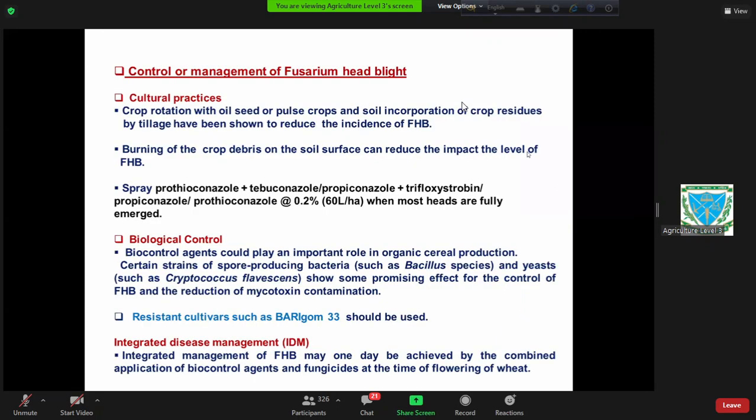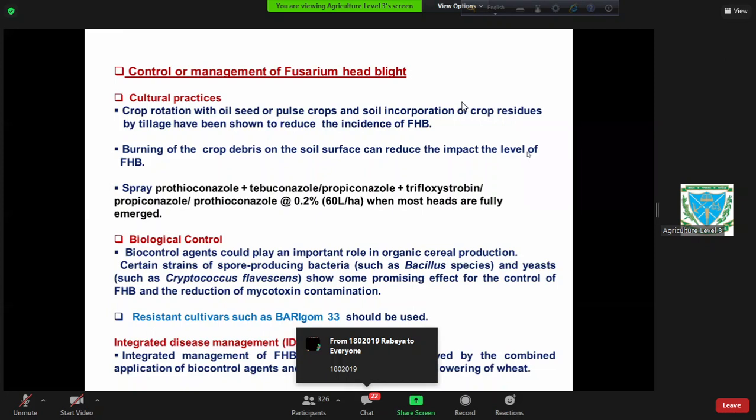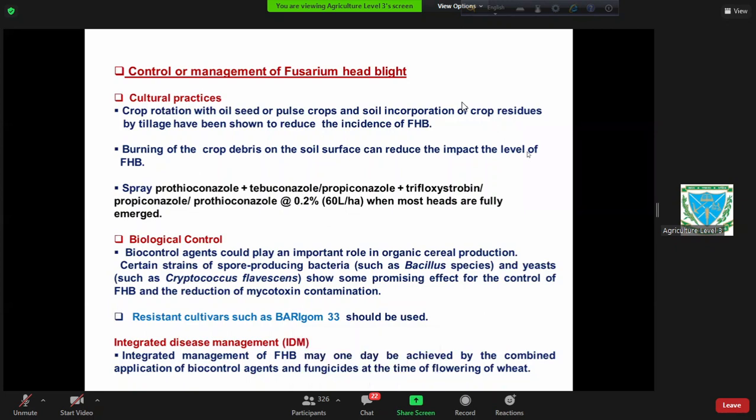Control or management of Fusarium head blight. You see, rotation should be fine. You have to remove the residues and go for crop rotation. And heavy tillage also helps to reduce or control the Fusarium head blight pathogen. So burning, sanitation, other important things.